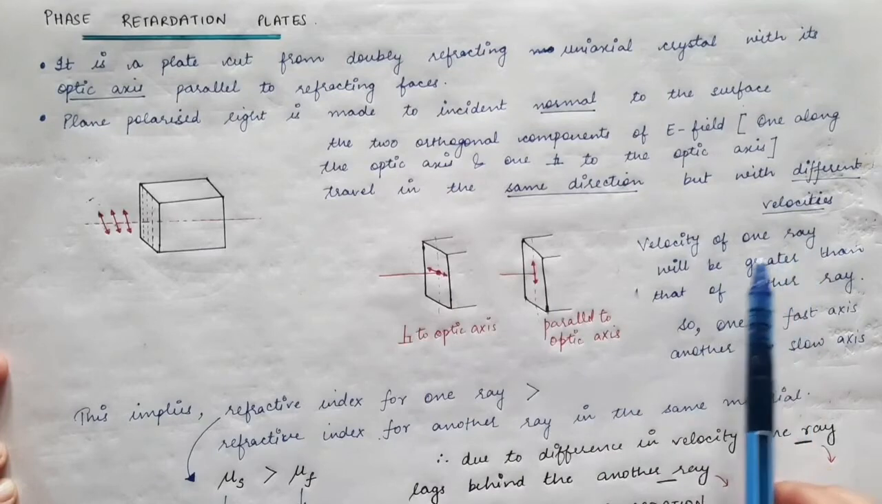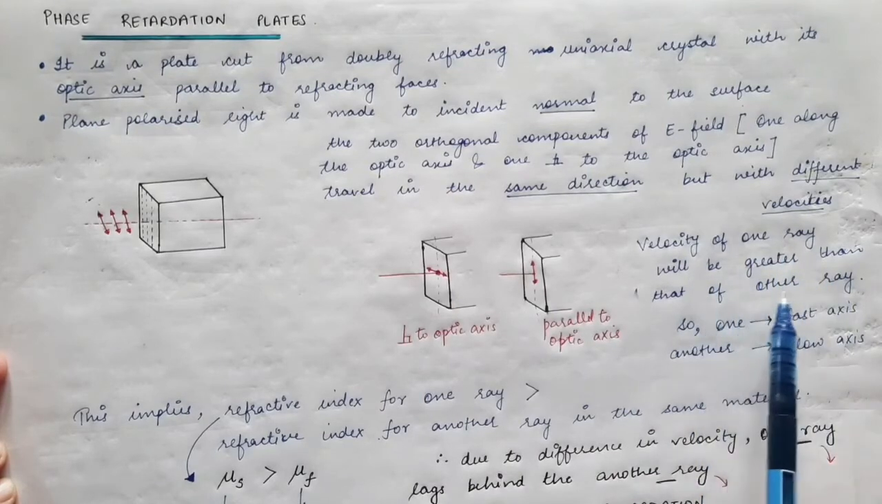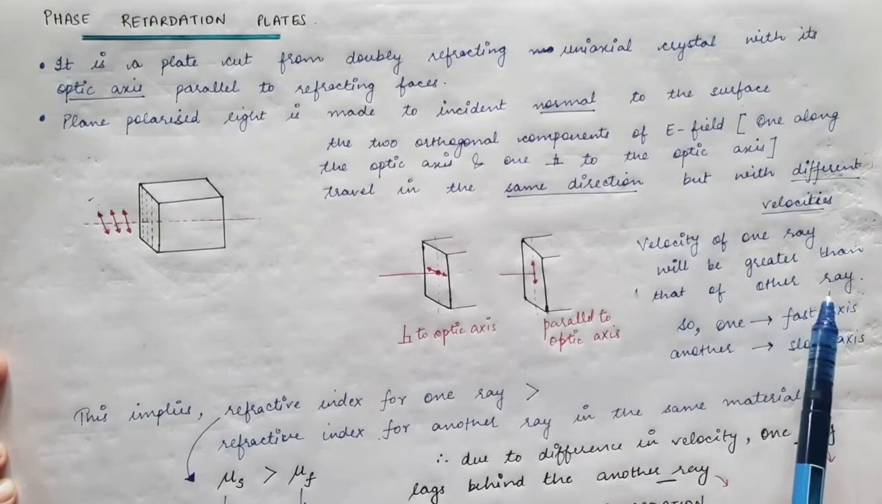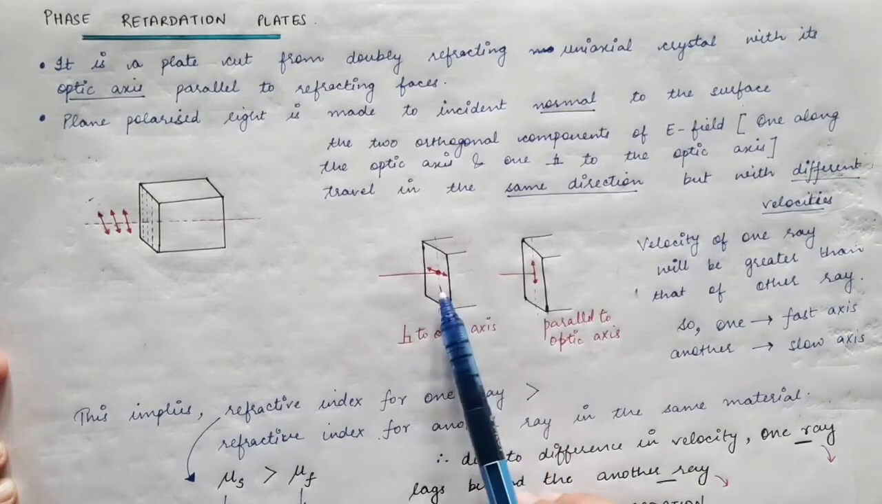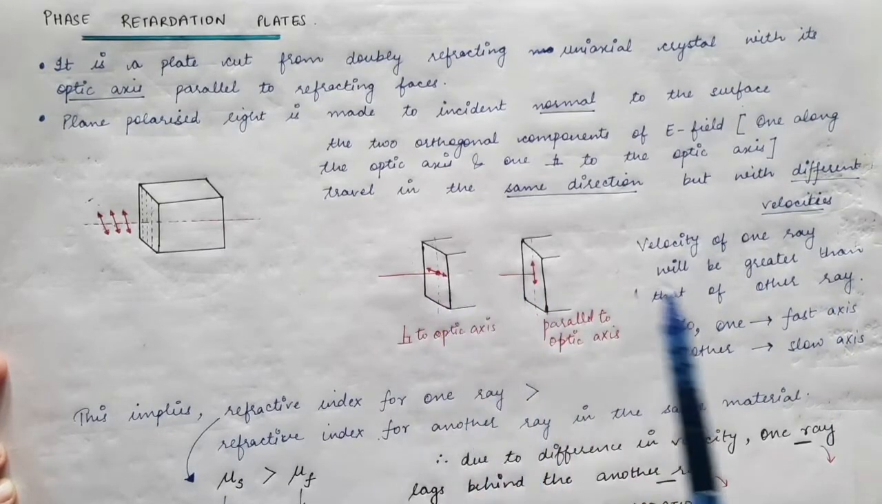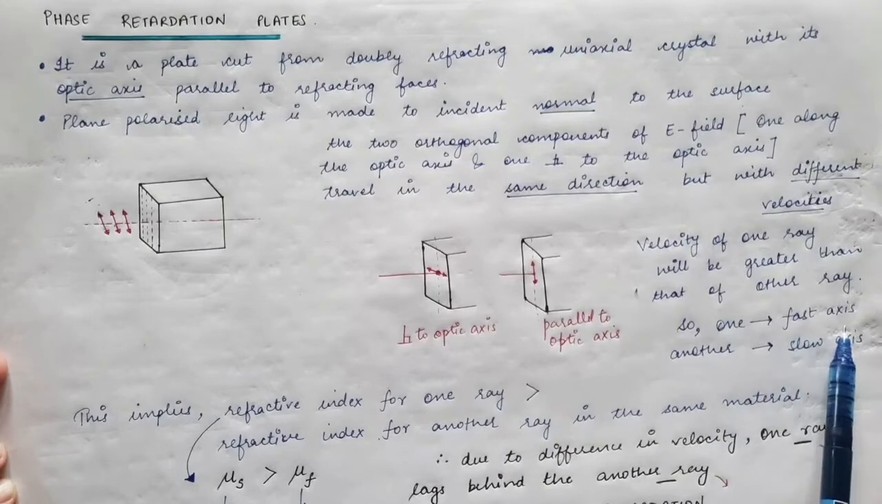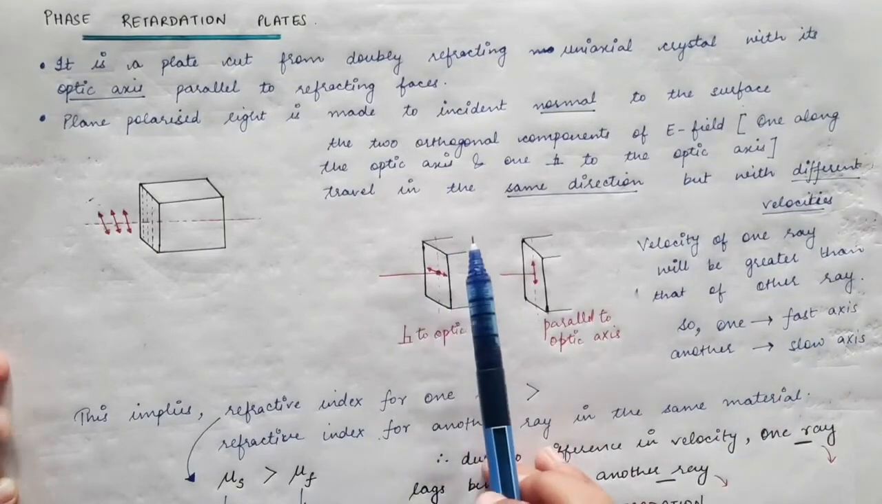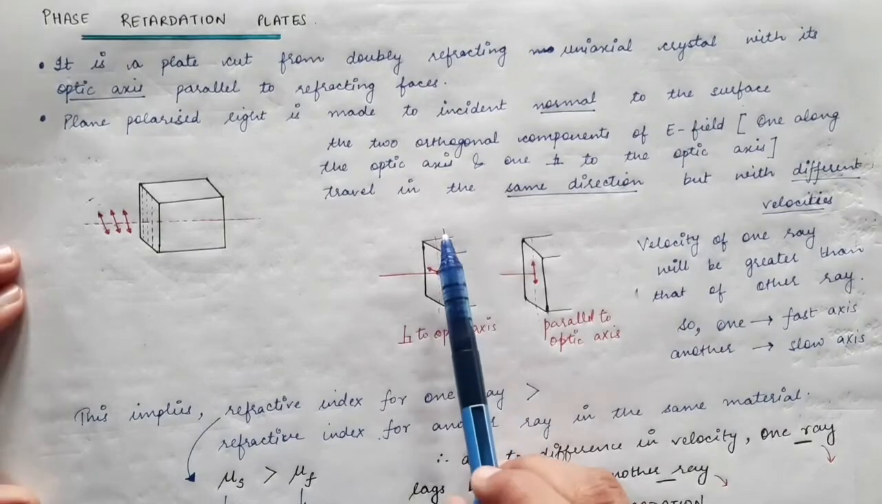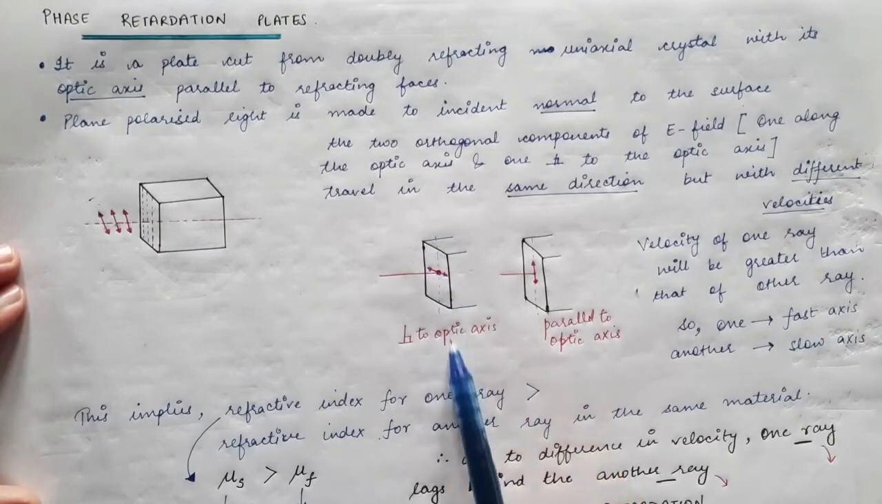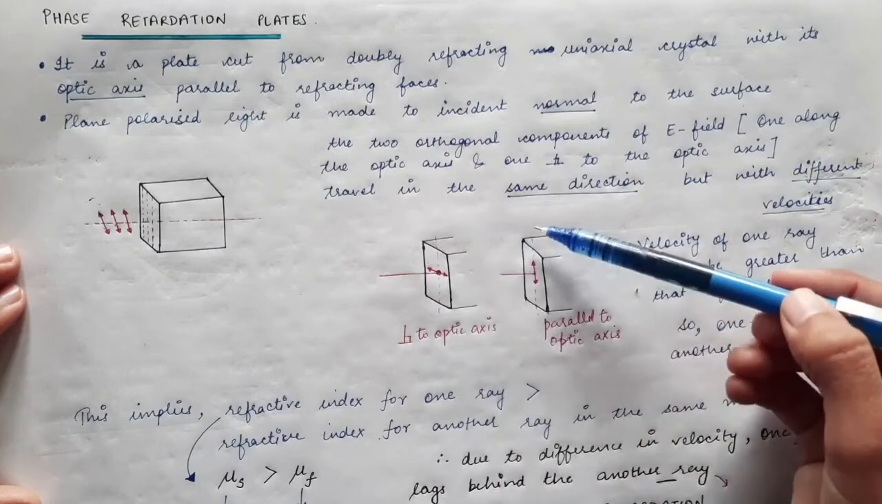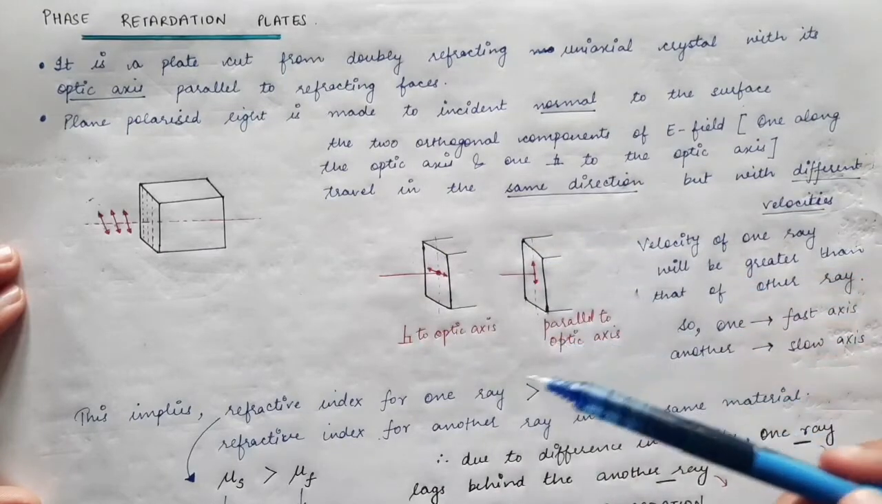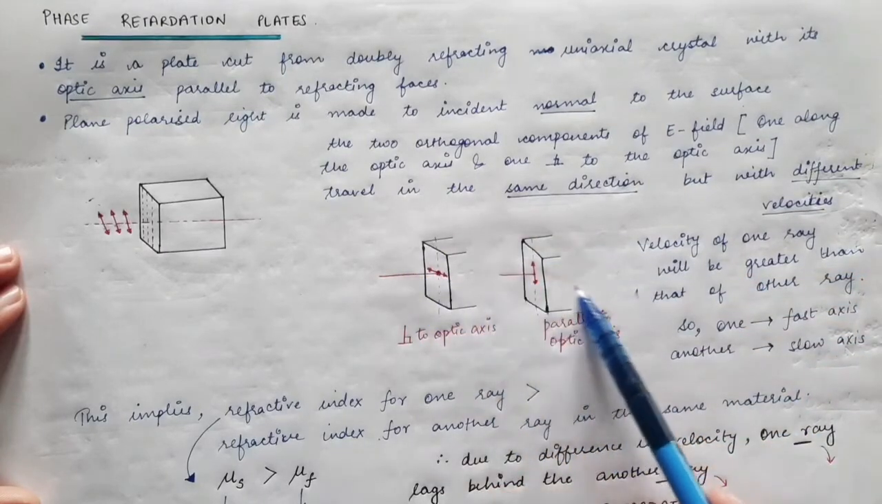Now the velocity of one ray will be greater than that of the other ray. It depends upon the type of material which component will be moving faster. So one will be called the fast axis and another will be called the slow axis. Here we have two axes. One is the optic axis, this axis which we have taken, and the other axis is perpendicular to the optic axis.